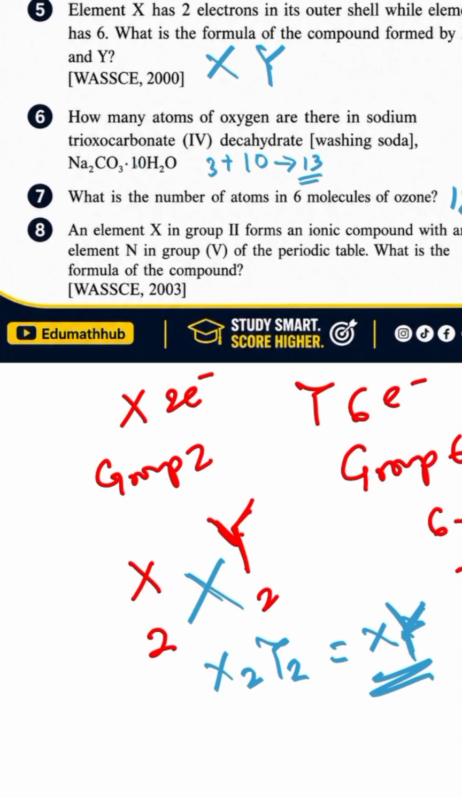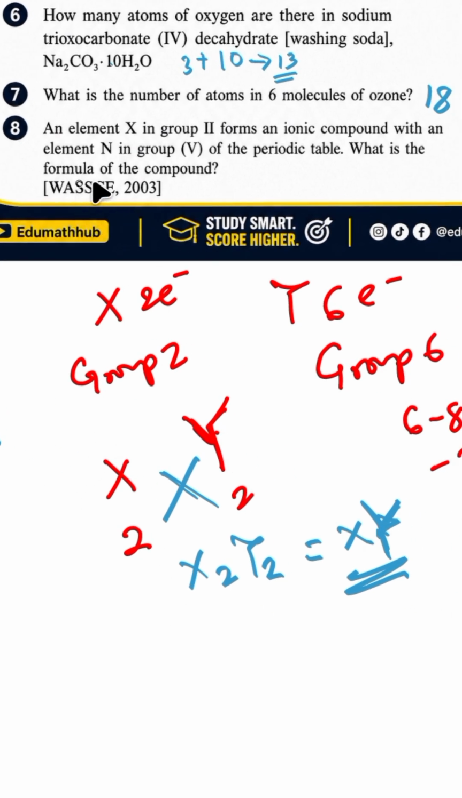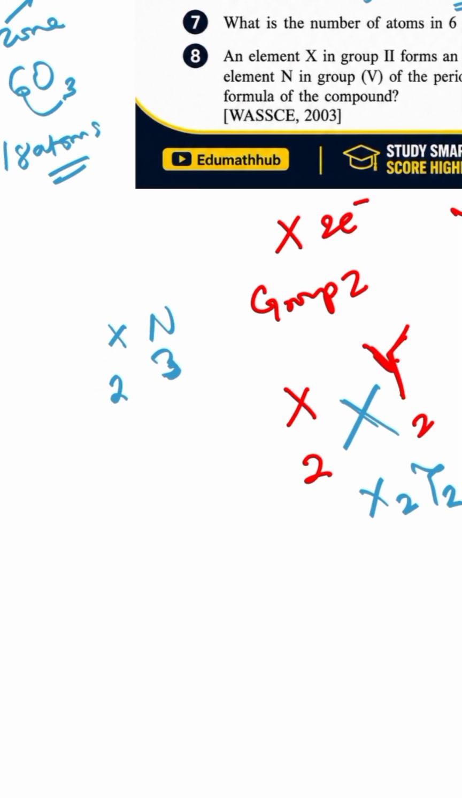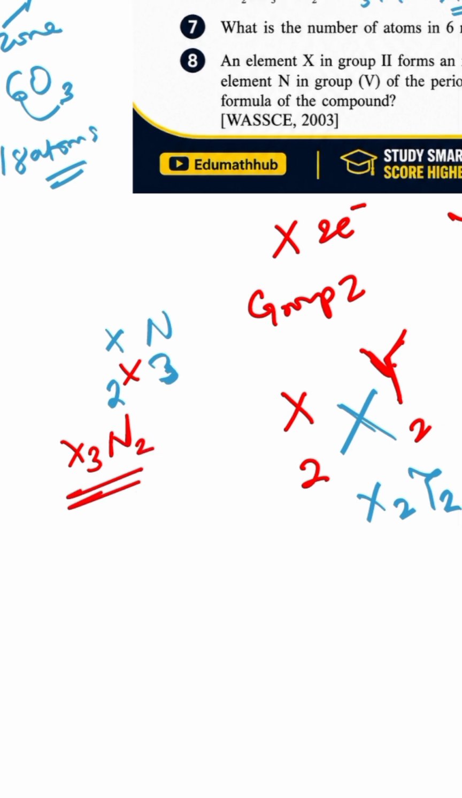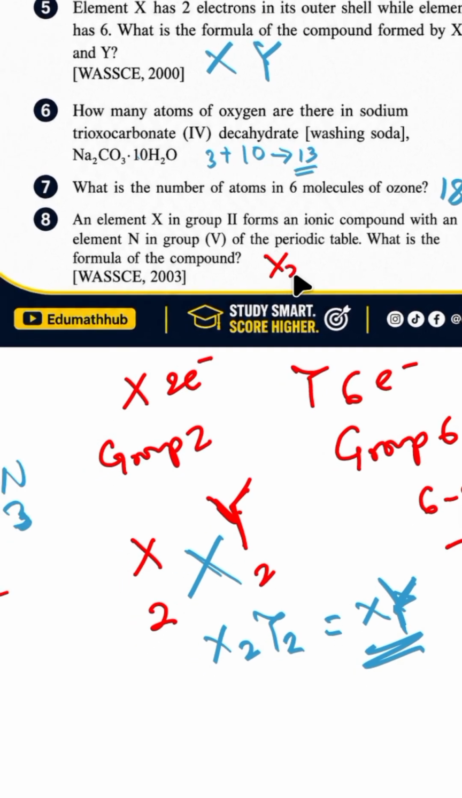Then for the last one, number 8, an element X in group 2 forms an ionic compound with an element N in group 5. So X is in group 2, right? So X is in group 2, but N is in group 5. The valency will not be 5, the valency will be 5 minus 8. So that means N will be minus 3. Let me just write 3 there. So what is the formula of the compound formed? So just interchange now. Just interchange like this. That will be X3N2. That will be the formula of the compound. So X3N2. The answer to number 8 is X3N2.